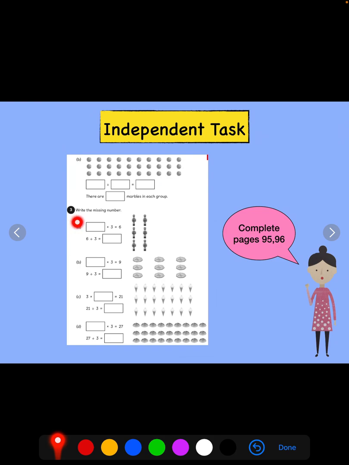Look at question 3. Write the missing number. Something by 3 equals 6. Here you have 2 groups of 3 soldiers, so that means 2 by 3 equals 6. And remember, multiplication is the opposite to division. So 6 divided by 3 equals 2. Because if we shared these 6 soldiers into 3 equal groups, we would have 2 soldiers in each group.